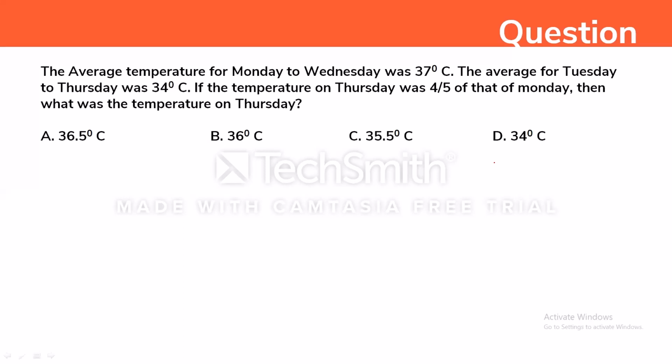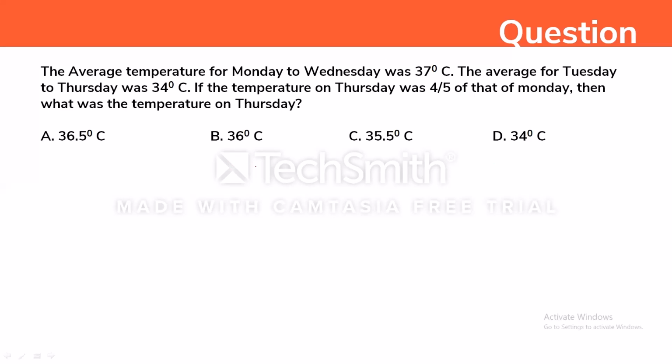The average temperature for Monday to Wednesday was 37 degrees. The average for Tuesday to Thursday was 34 degrees Celsius. If the temperature on Thursday was 4 by 5 times of Monday, then what was the temperature on Thursday? It is almost similar to the previous question, but the only difference is that instead of giving the direct temperature of a day, they have given one condition: the temperature on Thursday was 4 by 5 times of Monday. Remaining everything is the same.